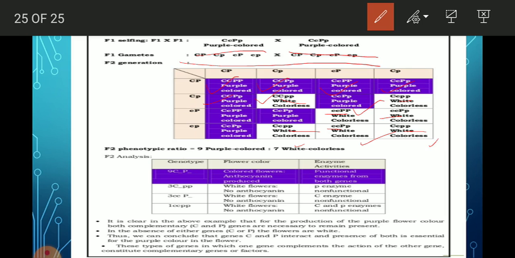So we will get a 9:7 ratio. In the exams it can be asked, they are having different ratios, 9:7 ratio. We will get this.